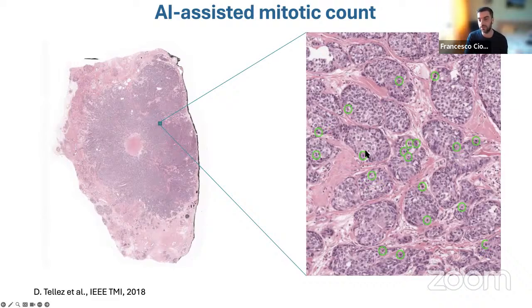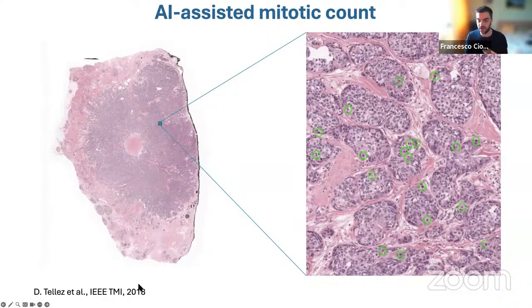And we said, okay, let's develop an algorithm to detect these mitoses on the entire slide. Because if we have that, then you know where they are, you know how many there are, and you can also compute the hotspot. And maybe we can help pathologists with that. Actually, this is a pretty old algorithm we developed in 2018.